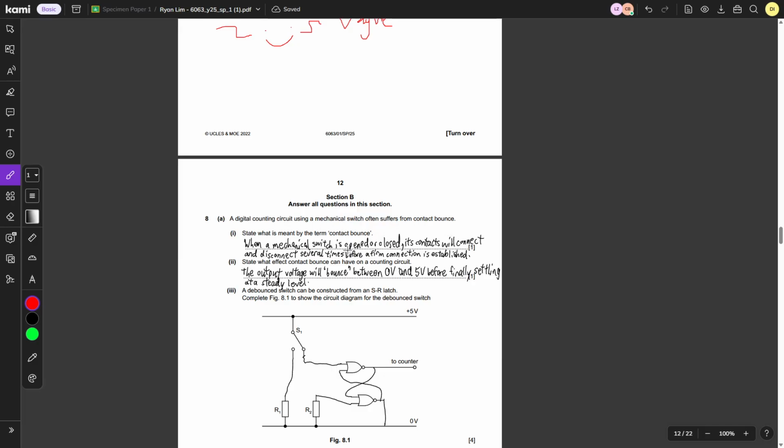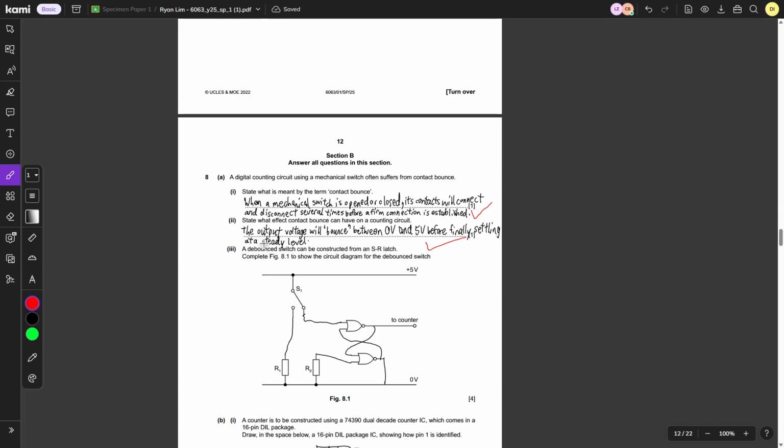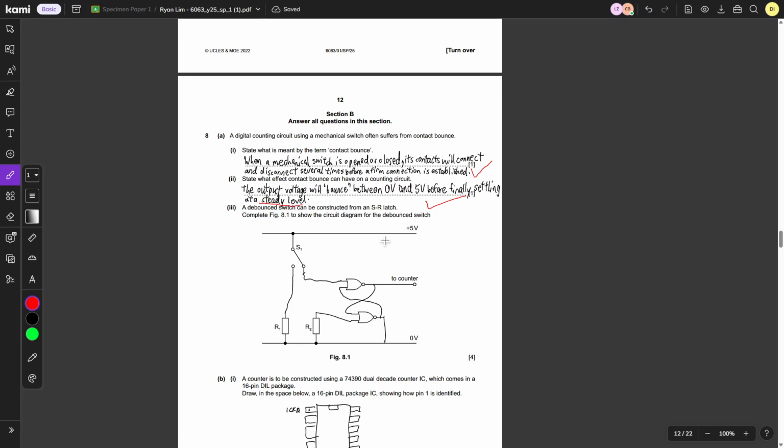Yes, when a mechanical switch is opened or closed, its contacts will connect and disconnect several times before a firm connection is established. Okay, good enough. 1 mark only. So output voltage will bounce between, yes, at a steady level. I mean, okay, I'll accept this. 1 mark. The bounce switch constructed as an SR latch.